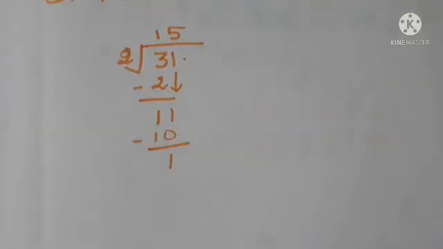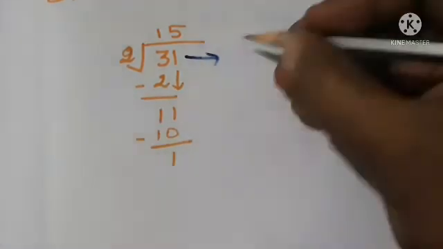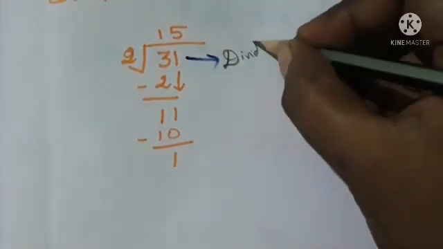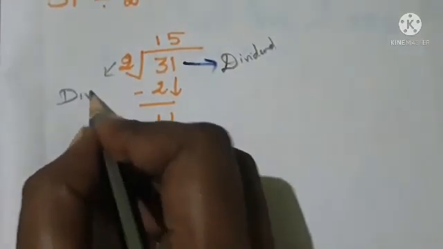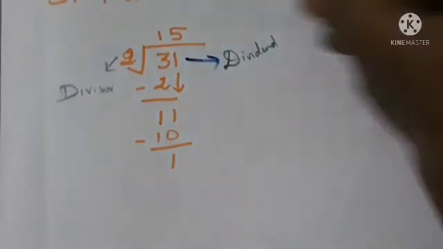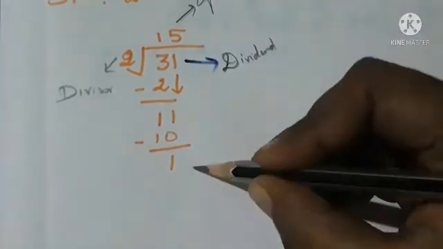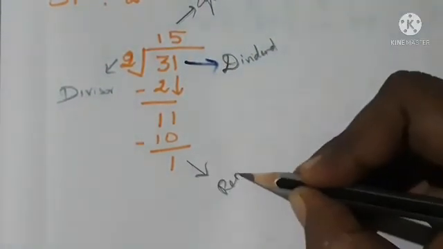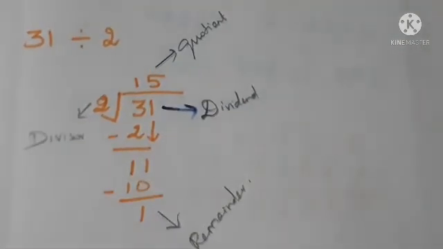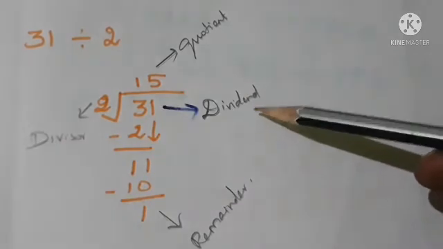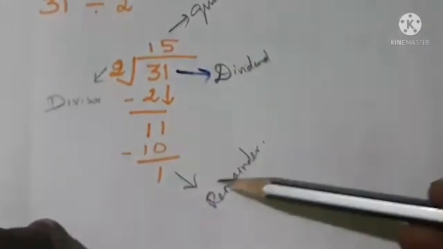Okay, this is the dividend. 31 is called the dividend, and 2 is the divisor. 15 is the quotient and 1 is the remainder. Have you understood? So 31 is the dividend, 2 is the divisor, 15 is the quotient and 1 is the remainder.